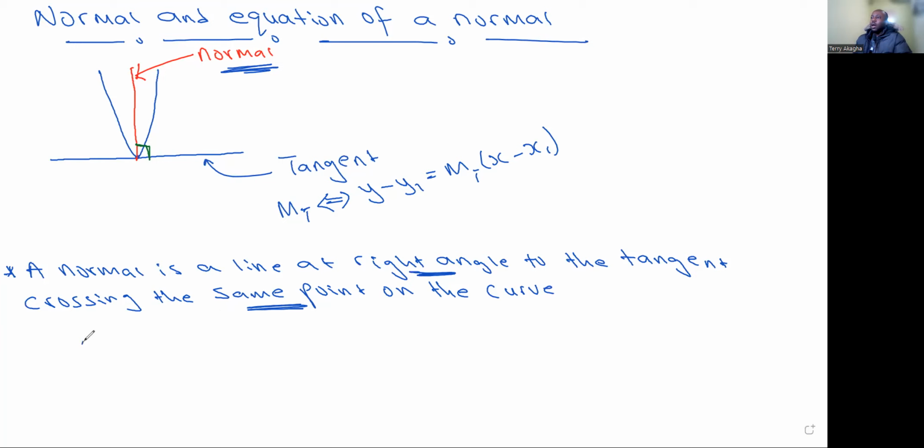So a normal has a perpendicular gradient, because the gradient of the tangent, as we agreed in the previous video, is mt. Therefore, the gradient of the normal must be perpendicular. It's going to be called mn. So the gradient of this is going to be called mn. This is the slope of the normal.